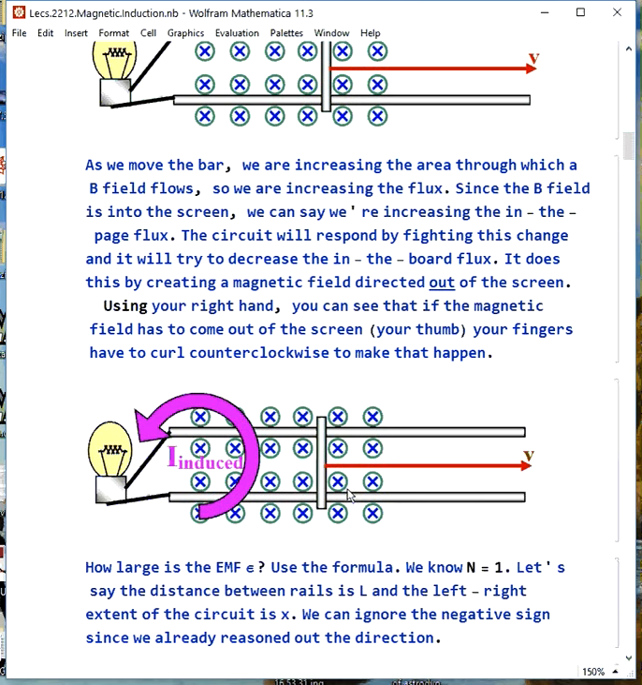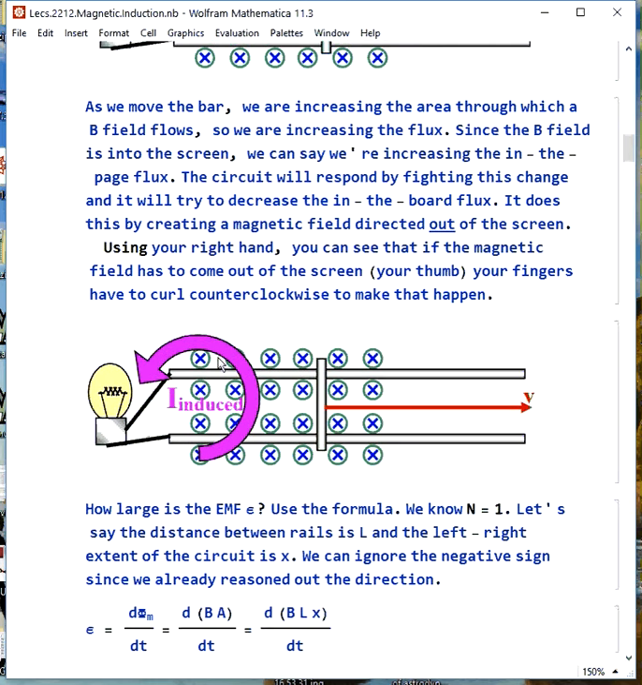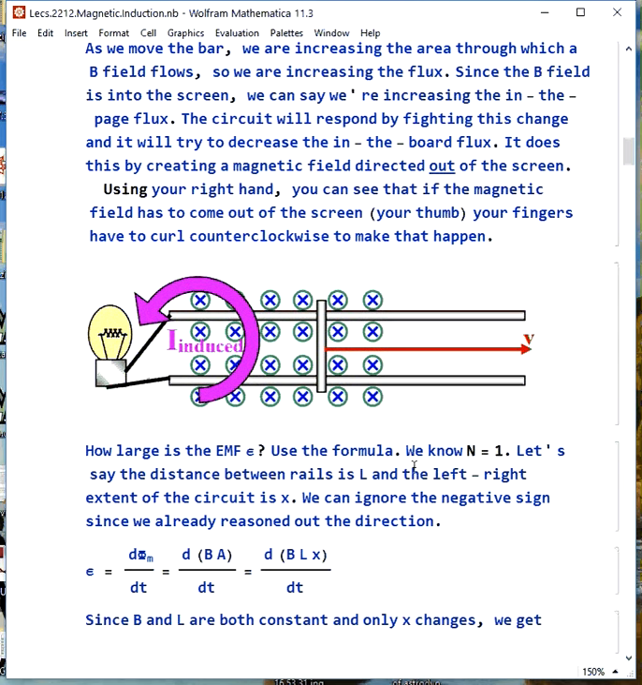Now, how big is this EMF that's developed by pulling this bar backwards? We can use the formula. We know here N equals 1. We only have one loop of this. If we say the distance between the rails here is L and the left-right extent of this loop is X, we can ignore the negative sign now because we've already figured out the direction. It's, in my opinion, easier to figure this out with physics than math, and we just ignore the negative now because we already know what's going on.